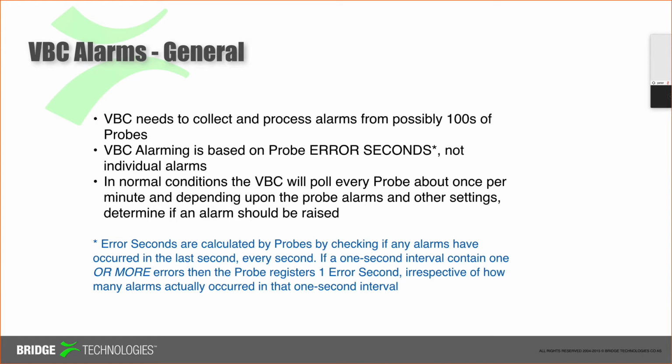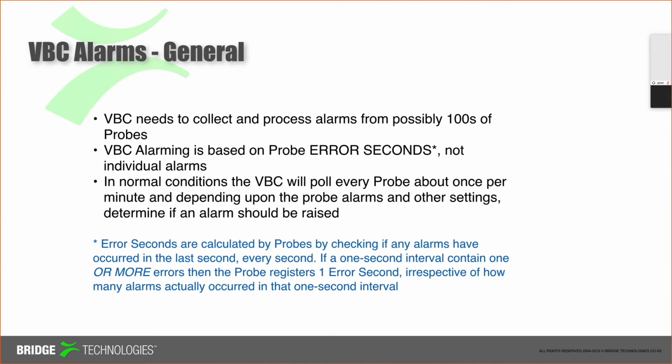Alarming is based on error seconds. I'll explain error seconds a bit later, if you've read on ahead, it's there. Error seconds, not individual alarms. So an alarm may occur once, or it may occur 5 times, but we don't get 5 different alarms. If those alarms occur in a single second, then we get 1 error second.